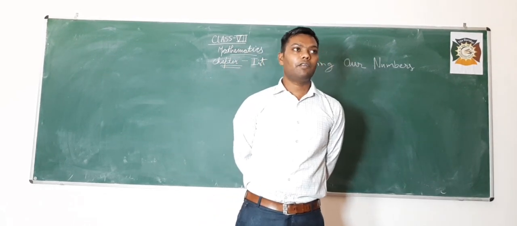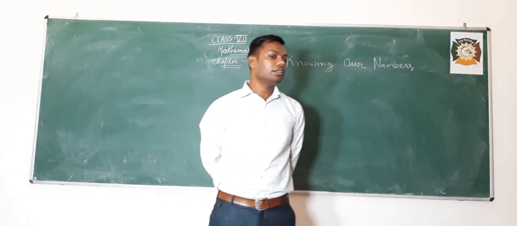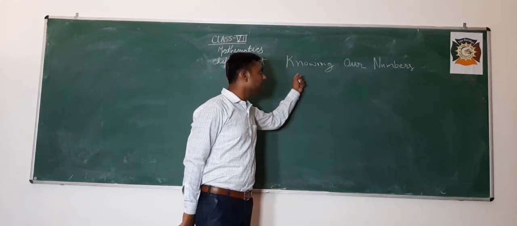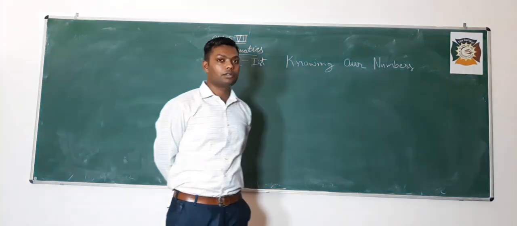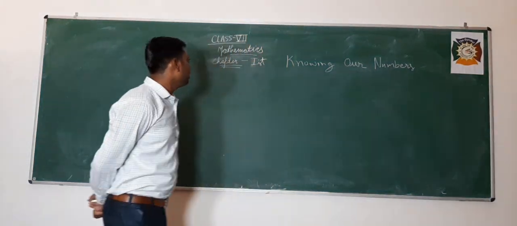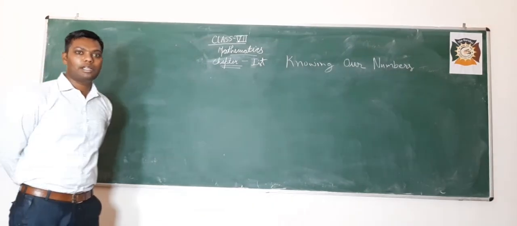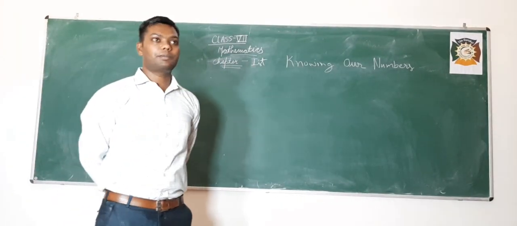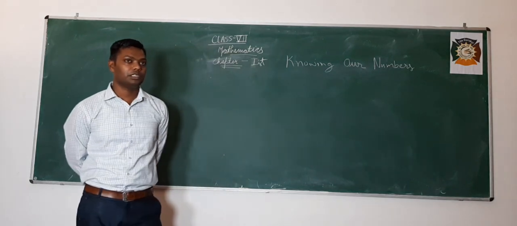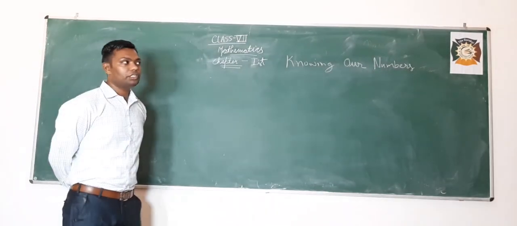In the last lecture we learned about integers, the first chapter, knowing our numbers. In this chapter we learn about integers, their absolute value, addition of integers, subtraction of integers and multiplication of integers. Today we learn division of integers.